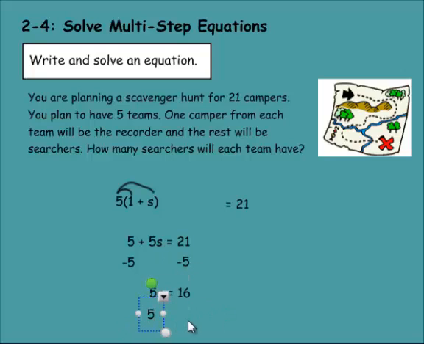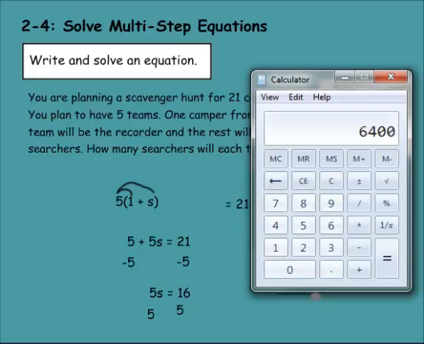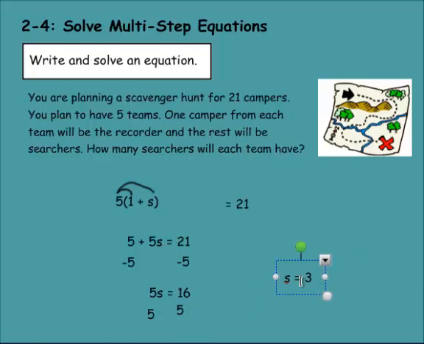Divide both sides by 5. So searchers, or S, equals 16 divided by 5. 3.2. And that doesn't entirely make sense because you can't have 2/10 of a person. But that means that some teams are going to have 4 and then some teams are only going to have 3.